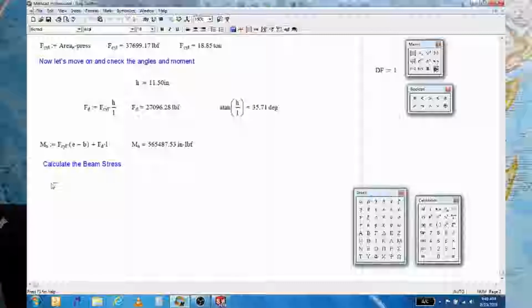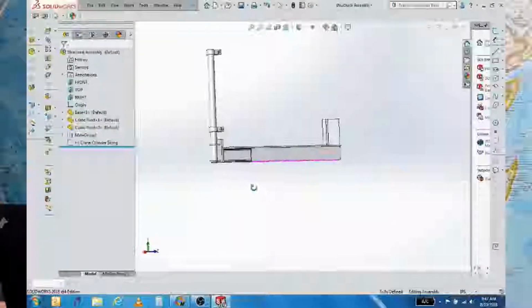Alright. The next thing we're going to do is look at the section properties. We're going to need to know the area moment of inertia, the distance to the centroid, and the area. And all those can be found very easily from SolidWorks. So let's go to SolidWorks here.